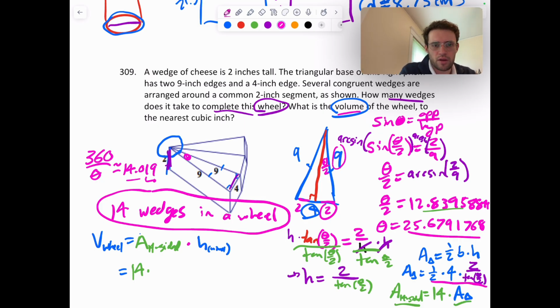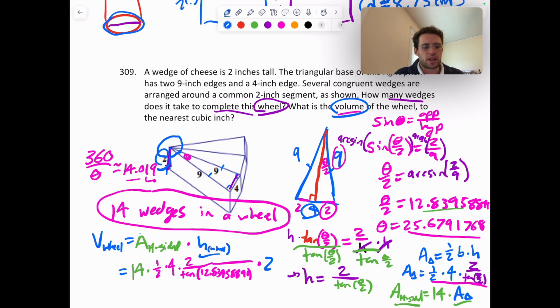We can rewrite all of that. That'd be 1/2 times 4 times 2 over the tangent of theta over 2. We can rewrite from here, 12.839588841 times, again, the height of the wheel, we get that right there is 2. I can type all of this in, and that would give me the volume of the wheel.